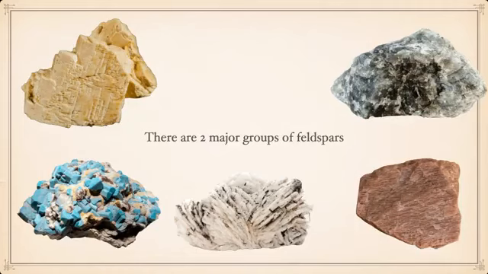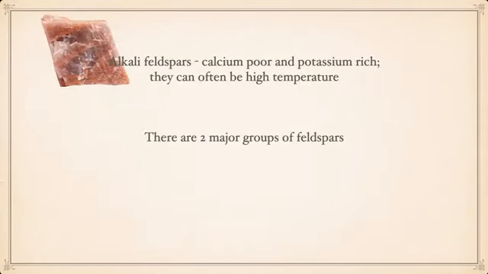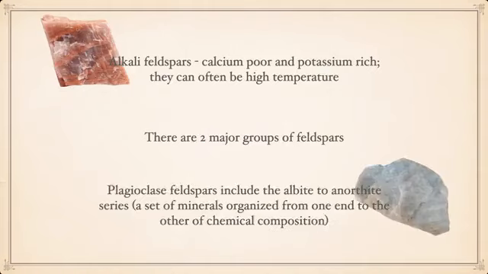Now, there are two major groups of these minerals. First off, we're looking at the alkali feldspars, which are calcium poor and potassium rich, and they can be often very high temperature forming or really found in. Now, the second group is plagioclase feldspars, which include the albite to anorthite series. Now, in mineralogy, a series is a set of minerals organized from basically one end to the other of a spectrum of chemical composition. So you have a low composition in a particular element all the way up to high, and then you have the minerals organized to reflect that respectively.